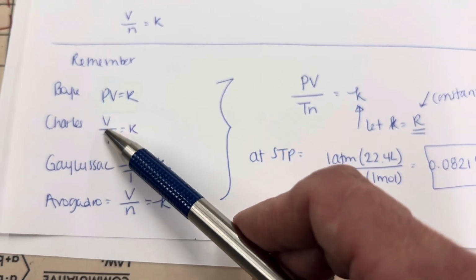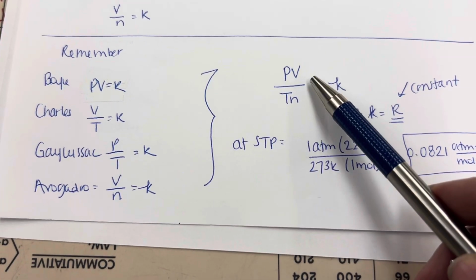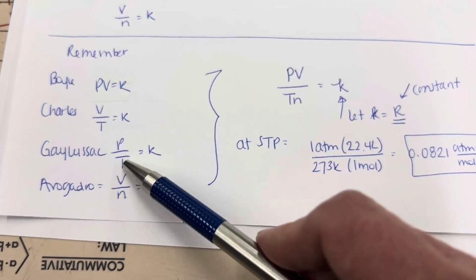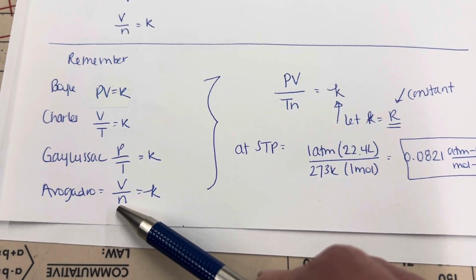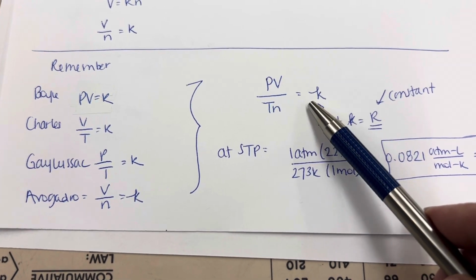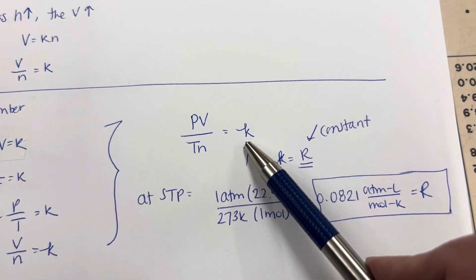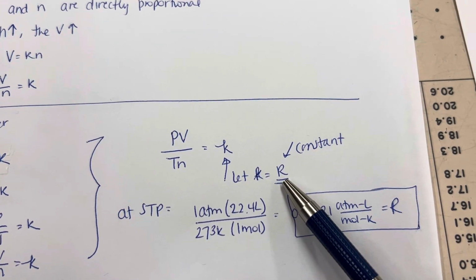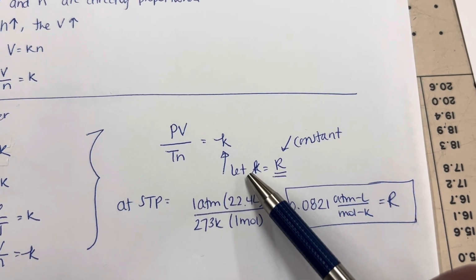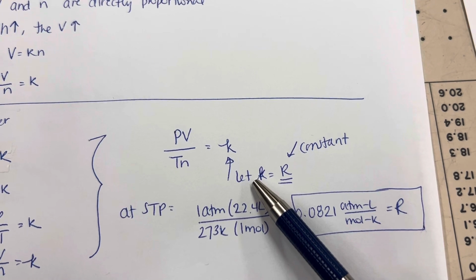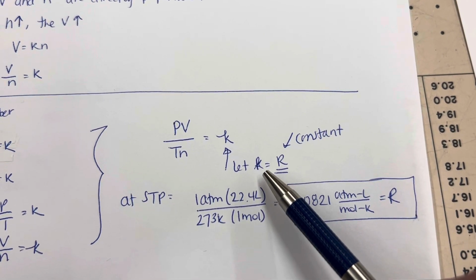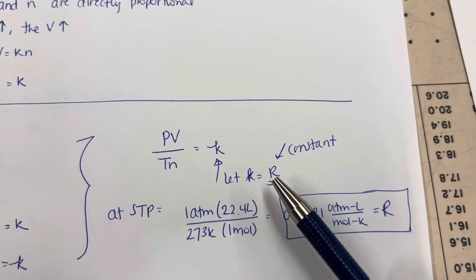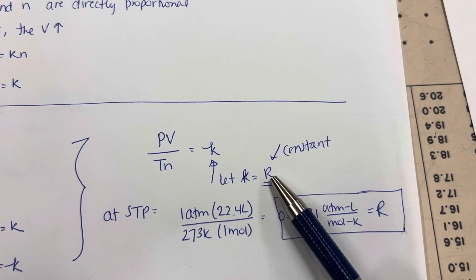Remember, pressure goes in the numerator, and volume goes in the numerator. Temperature now is in the denominator, and the mole is in the denominator, and we let them all set equal to K. Now we're going to replace K with the letter R, because K is just a unique variable to algebra. We want our chemists and our physicists to recognize that we're dealing with a gas law. And when that happens, we are going to use the letter R.